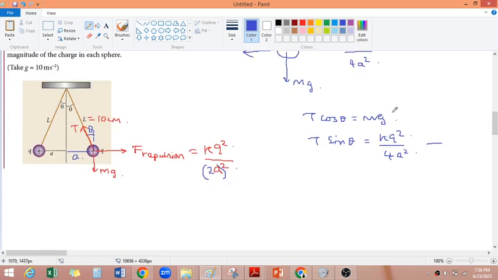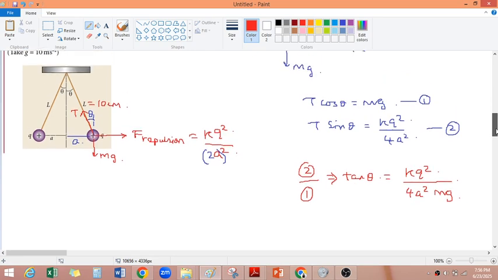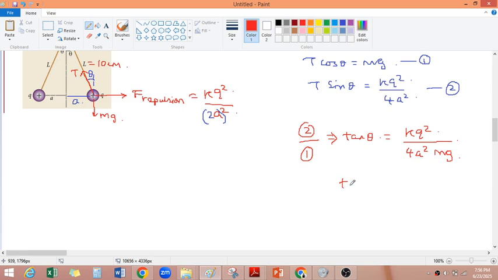I can say equation 1 by equation 2 or equation 2 by equation 1. Then what will happen is T will cancel, right? Equation 2 by 1. So sin theta by cos theta will become tan theta. So this divided by mg. So tan theta is equal to kq squared by 4a square divided by mg. That's all. So tan theta means tan 30.